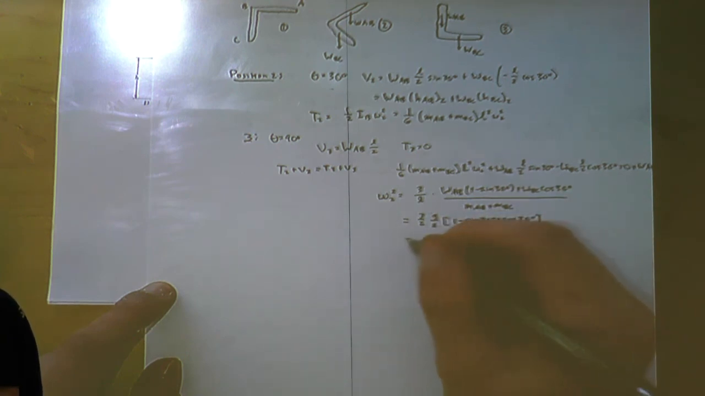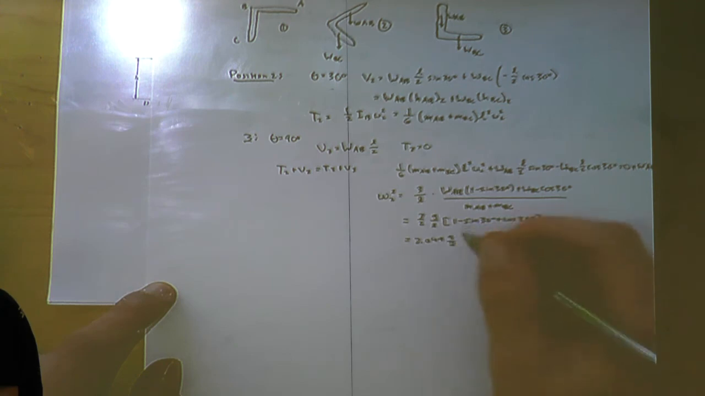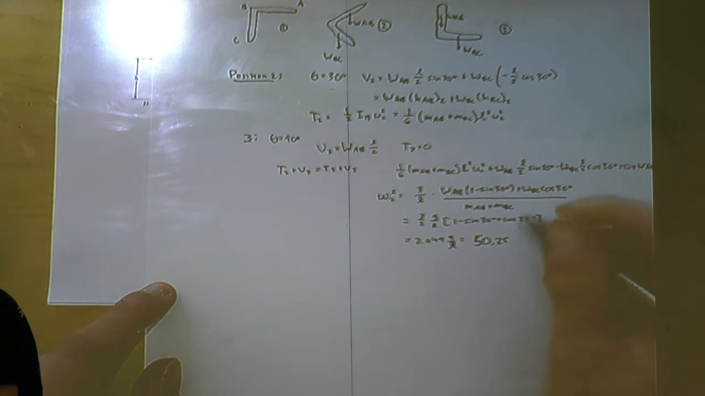And that's 2.049 G over L, which gives us 50.25, and yeah, square root of that is going to give us our angular velocity of 7.09 radians per second.